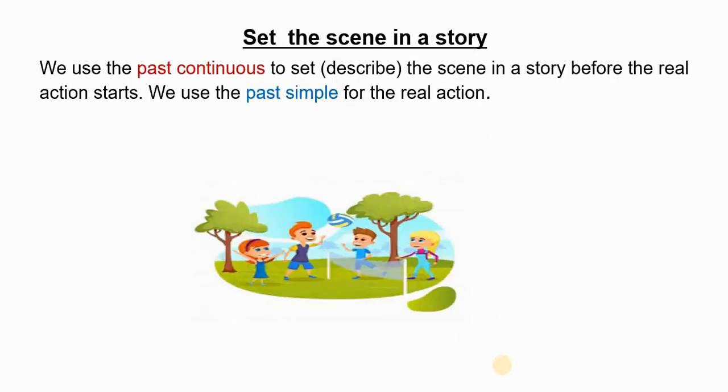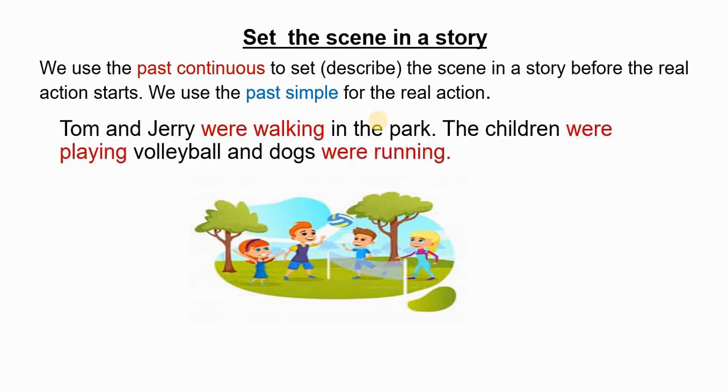So, we also use the past continuous to set, means to describe the scene in a story before the real action starts. We use the past simple for the real action. So, we see this often in books or magazines or articles. So, for example, Tom and Jerry were walking in the park. The children were playing volleyball and dogs were running.